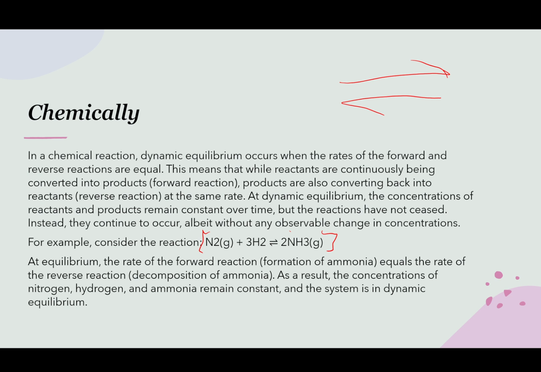At equilibrium, the rate of the forward reaction, which is the formation of ammonia, would equal the rate of the reverse, which is the decomposition of ammonia. As a result, the concentrations of nitrogen, hydrogen, and ammonia remain constant, and the system is in dynamic equilibrium, as long as the rate of formation and decomposition of ammonia remain fairly constant.